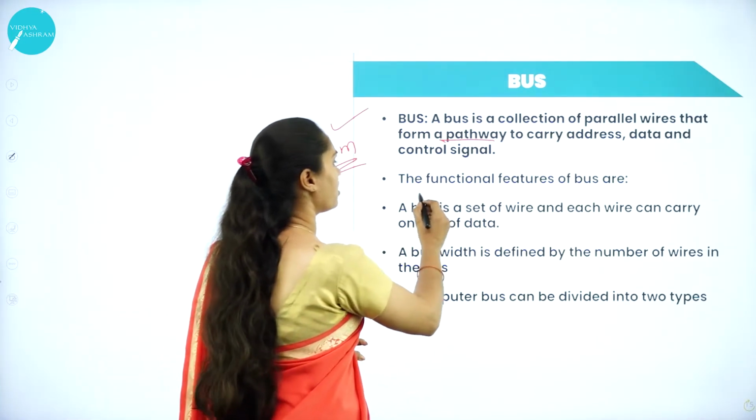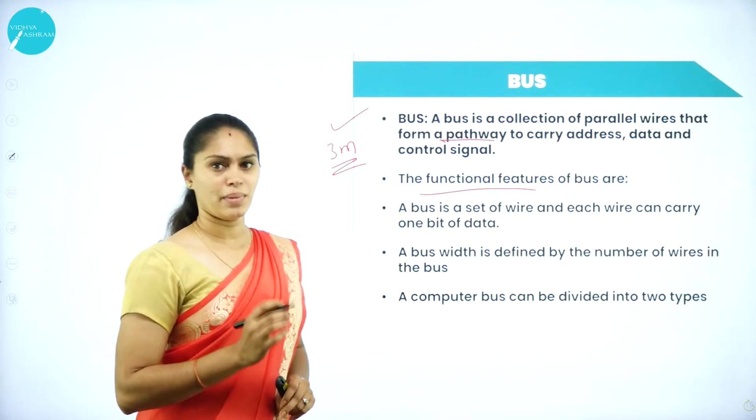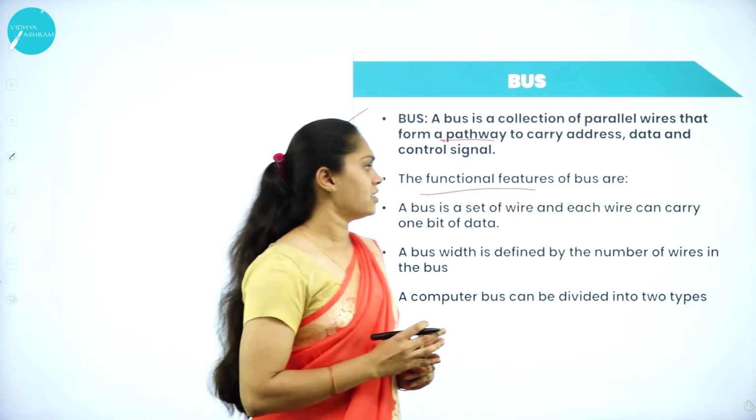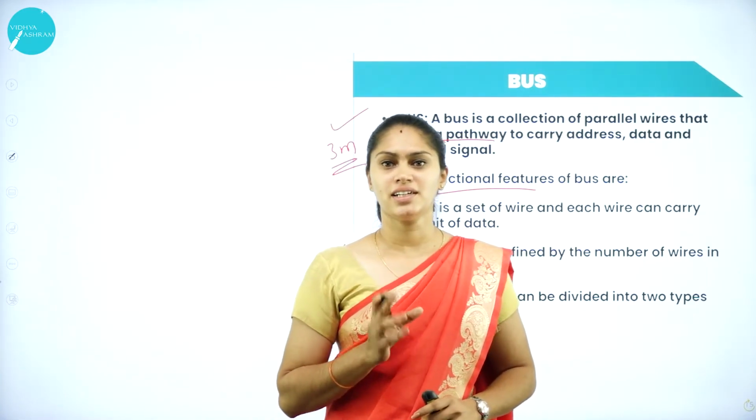So now we'll see what are all the functional features of bus. So bus is a set of wires and each wire can carry 1 bit of data.